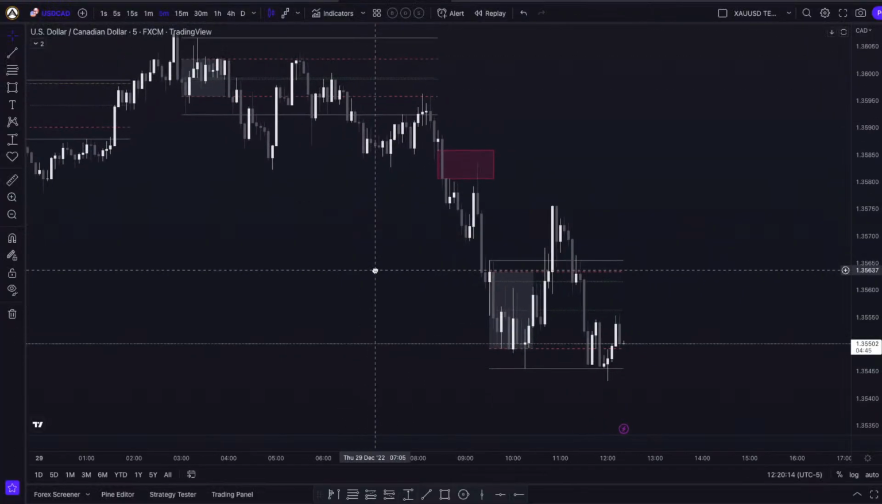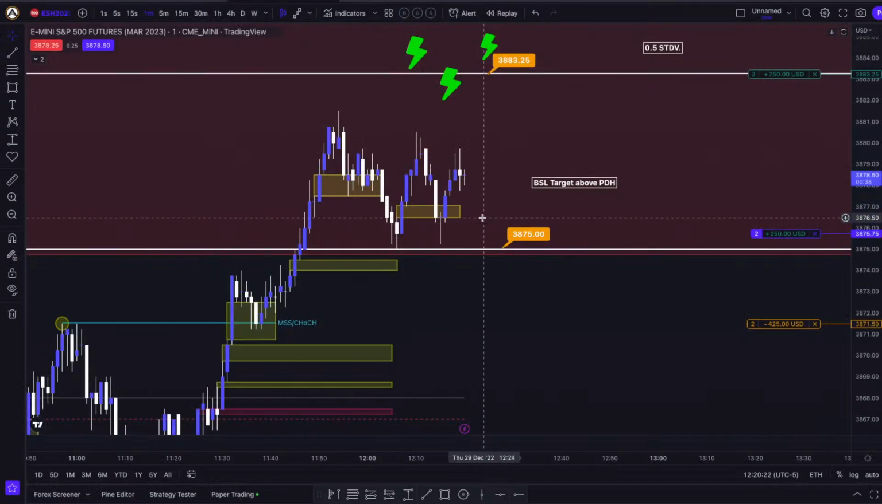And another beautiful one on gold. Already hit my take profit target for the day, so I'm not really too concerned about missing out on something while live streaming.